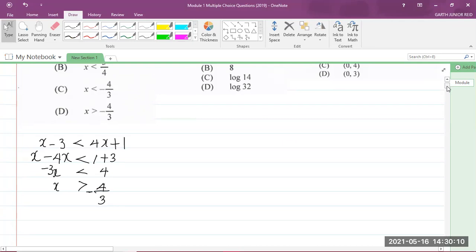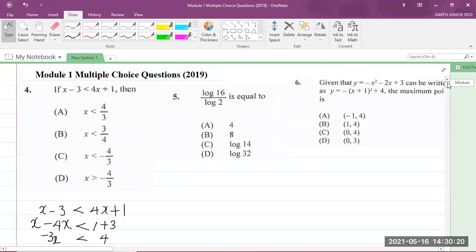Remember for this question, whenever you divide by a negative number, and also when you multiply by a negative number, the inequality sign will change. So our answer here is D: x is greater than negative 4 divided by 3.